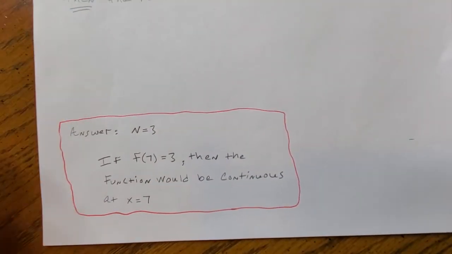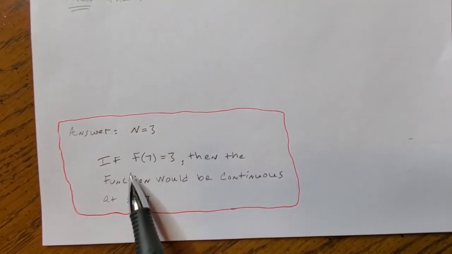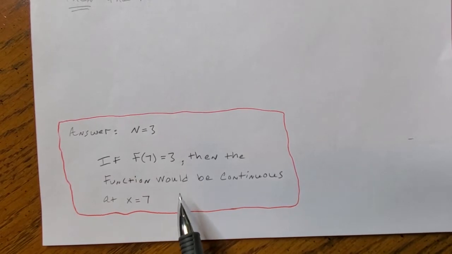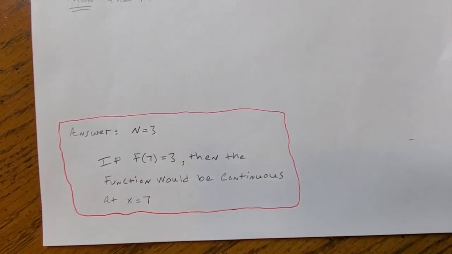Well, n is 3, okay? So there's our answer. n is 3. If f of 7 was 3, then the function would be continuous at 7. All right. Okay, so it's probably not that hard to do.